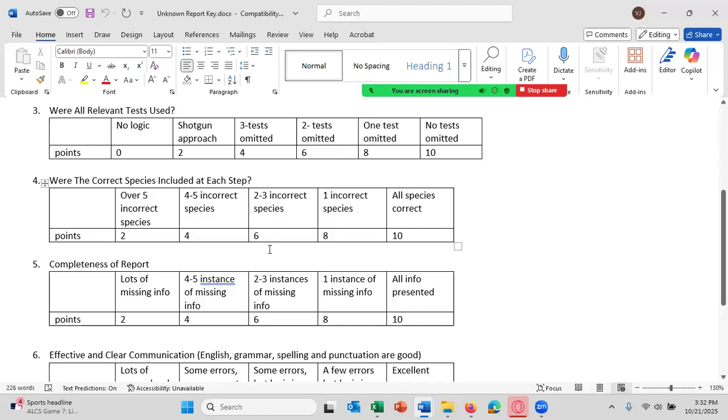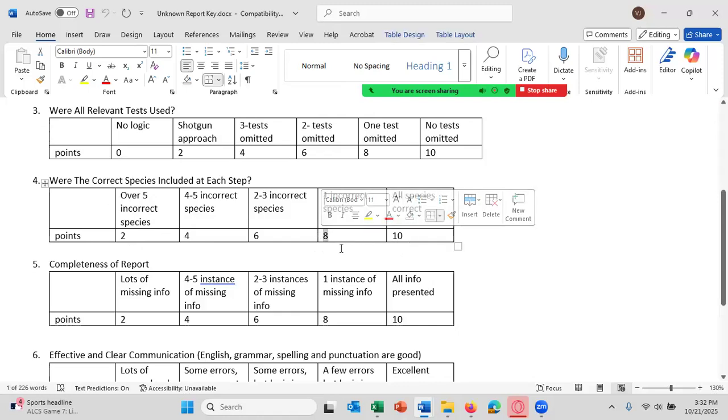You get the test result. You should then write out the species under consideration. And that should be done both in the unknown notes pages as well as in the unknown report. If you don't put out any species, or if you have over 5 incorrect species, you get 2 out of 10. If all species are correct, you get 10 out of 10. If one species at any point in time is incorrect, you get 8 out of 10. If 2 to 3 species are incorrect, you get 6 out of 10.